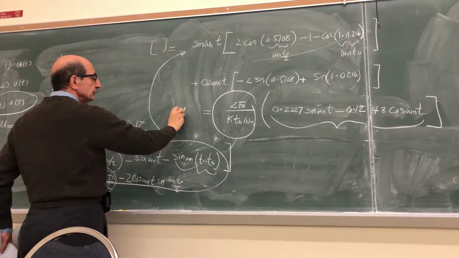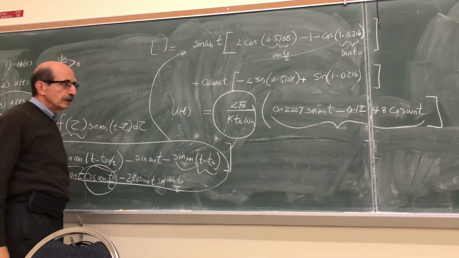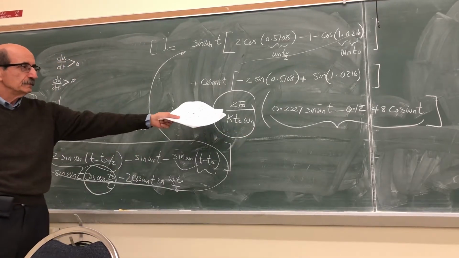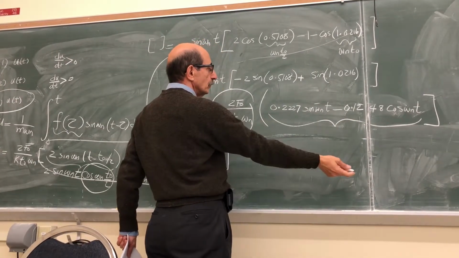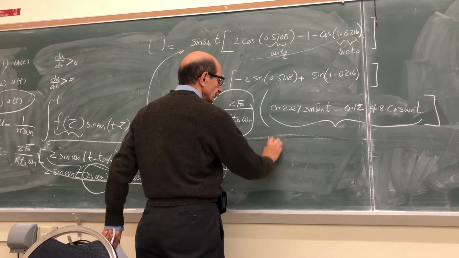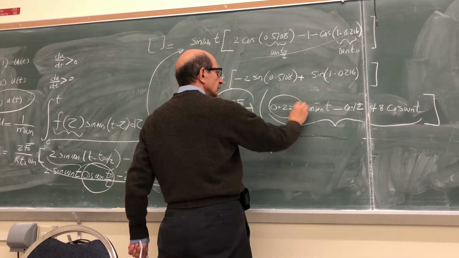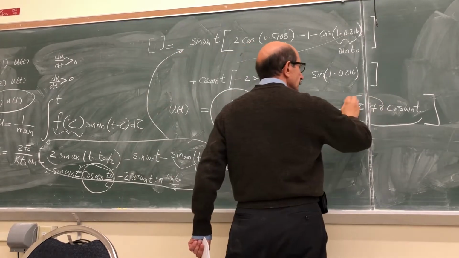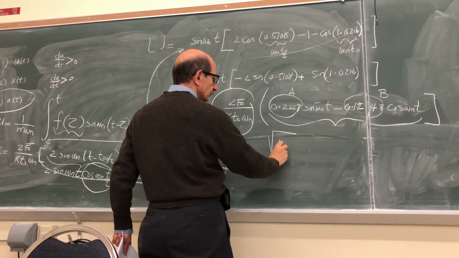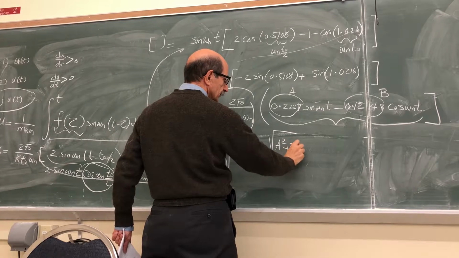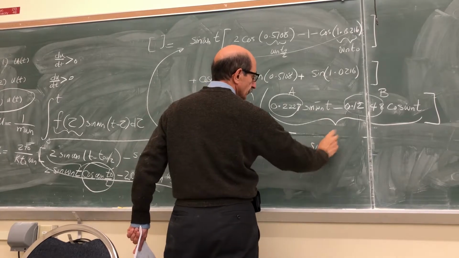Now u of t is this, right? If you look at this, you can immediately see that this can be converted to a single harmonic function, right? In other words, if this is A, this is B, we know by now, you can basically write this as something like this, right?